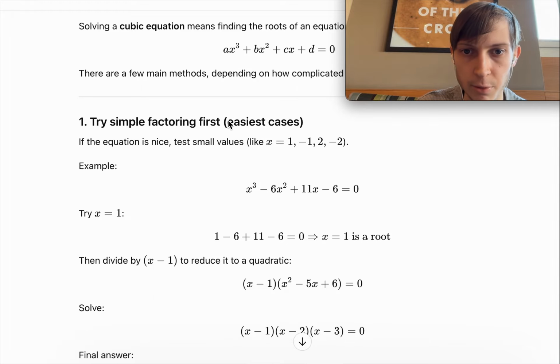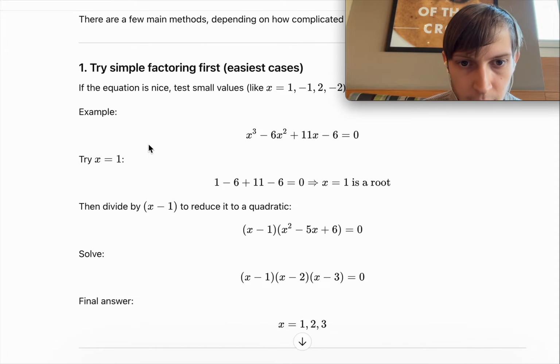Try simple factoring first. It's the easiest case. The equation is nice, has small values like x equaling 1, minus 1, 2, minus 2. So often one is given some simple equation, but of course there are infinitely many options. For example, x cubed minus 6x squared plus 11x minus 6 equals 0. If we try 1, does it work? x equals 1 is a root, because we plugged it into the equation. Then we can divide by x minus 1 to reduce it to a quadratic.